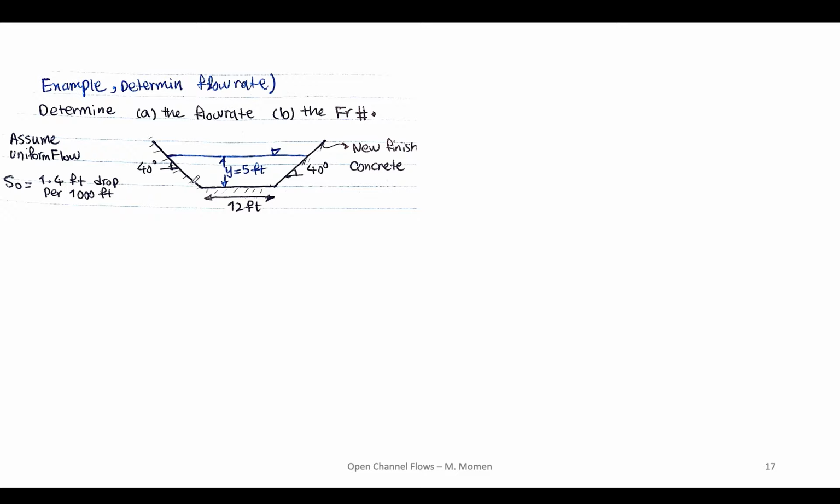The configuration of this channel is shown here. The depth of the fluid is 5 foot. We have 12 foot here, and then two sides with 40 degrees. The type of the channel is newly finished concrete. These are all the information that are given here, and we want to find the flow rate and Froude number in this open channel flow system.